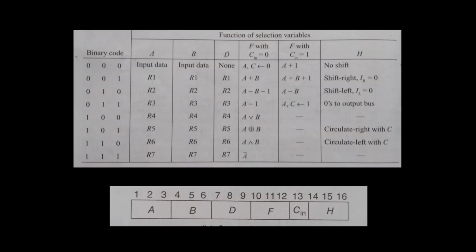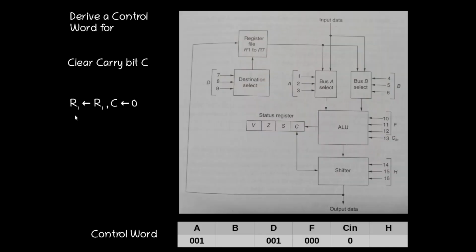If you look into this function table, this operation does exactly that. If you give 0 0 0 to the F input with the carry in equal to 0, that will simply transfer A to the output of the ALU and the carry flag will be set. So that is used in this case. But here what we are doing is simply transferring R1 to R1 itself. So the R1 content will not change, but the carry flag will change. The carry flag will be reset.